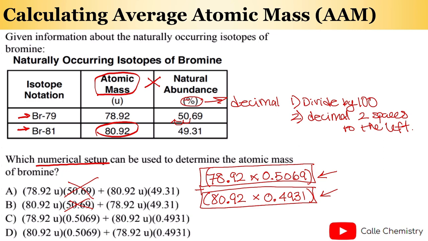Okay, let's go on to C. 78.92 times 0.5069. All right, that is our answer. Now, we can double check and go to the second part, 80.92 times 0.4931, and that is our answer. So our answer for this one is C, which matches what we have here on the right.